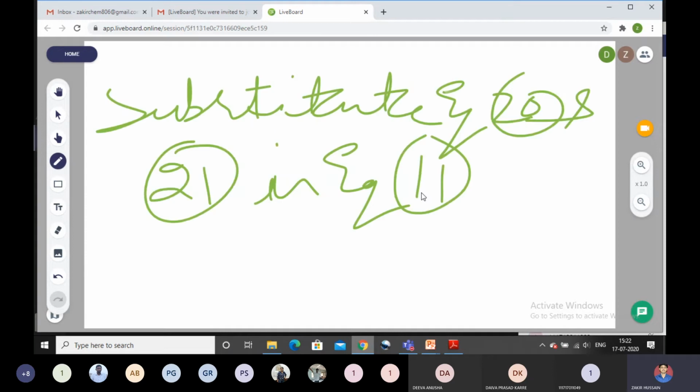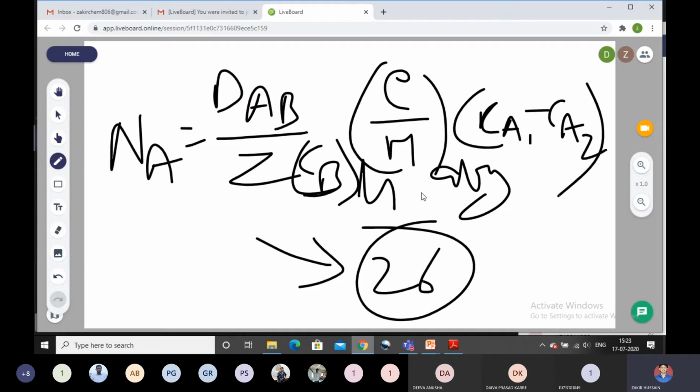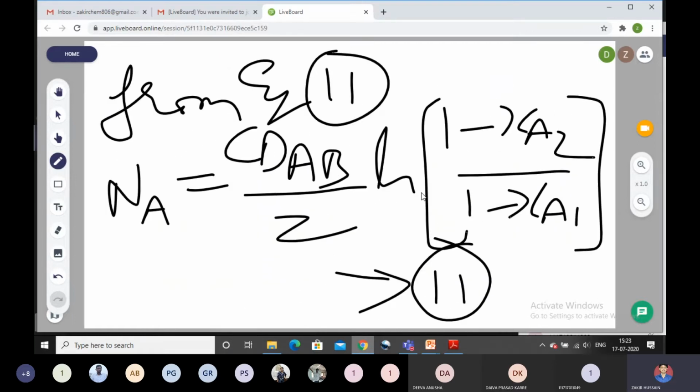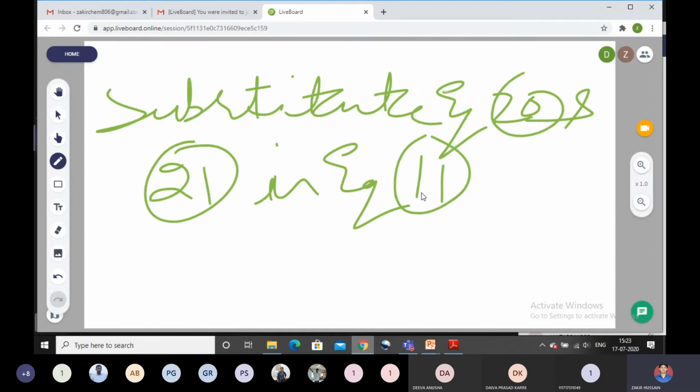We have reached the maximum slide limit for the Liveboard. I have to open a new Liveboard. The same thing I will do. Now remember this step: substitute equation 20 and equation 21 in equation 11. I am erasing and writing on this board only because of a lack of slides.